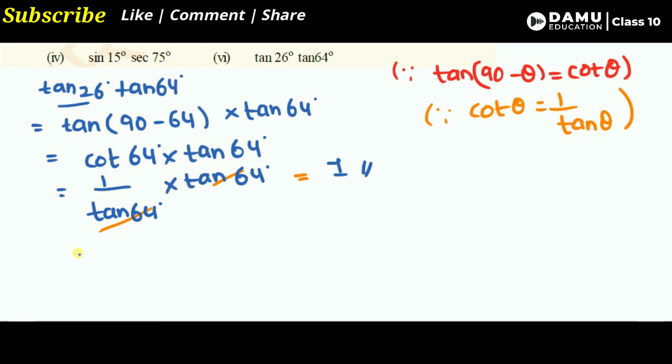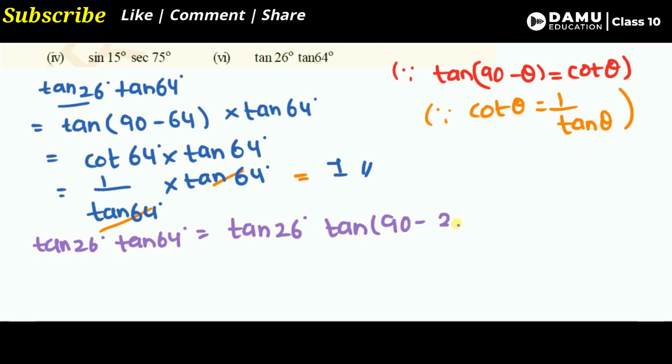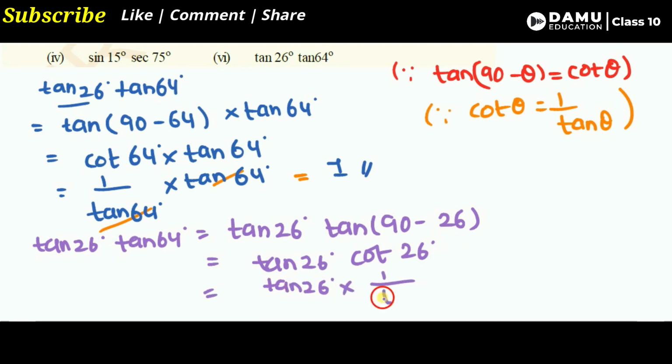Next method. Let's take tan 26 degrees, tan 64 degrees. You can write it as tan 26 degrees like it is, then tan of 90 minus 26 degrees. So this angle only we are taking here. As we know, tan of 90 minus theta gives cot theta, so cot 26 degrees. Cot theta is equal to 1 by tan theta, so tan 26 degrees into 1 by tan 26 degrees. Both cancel here, and the value will be equal to 1. So like this also we can find it.